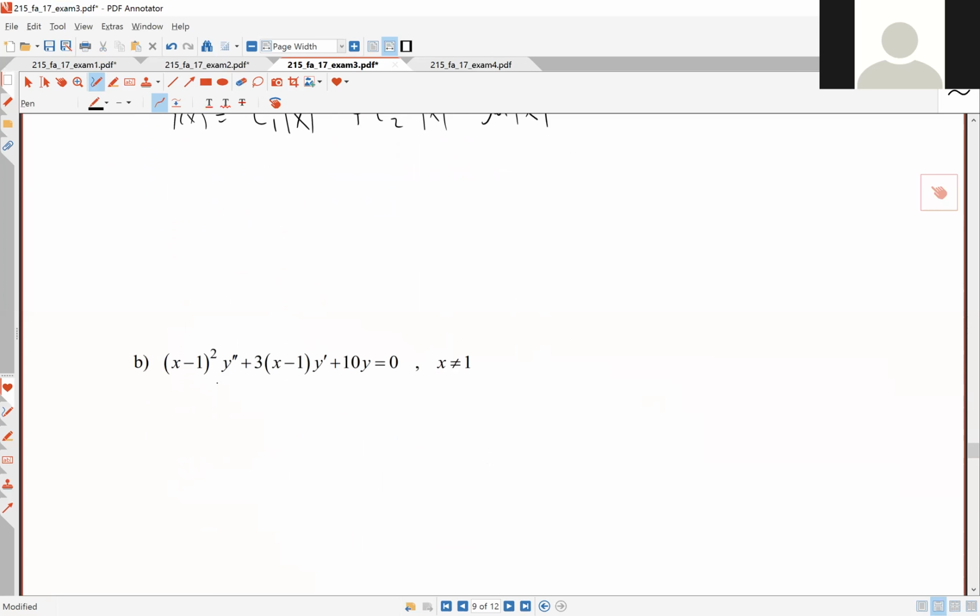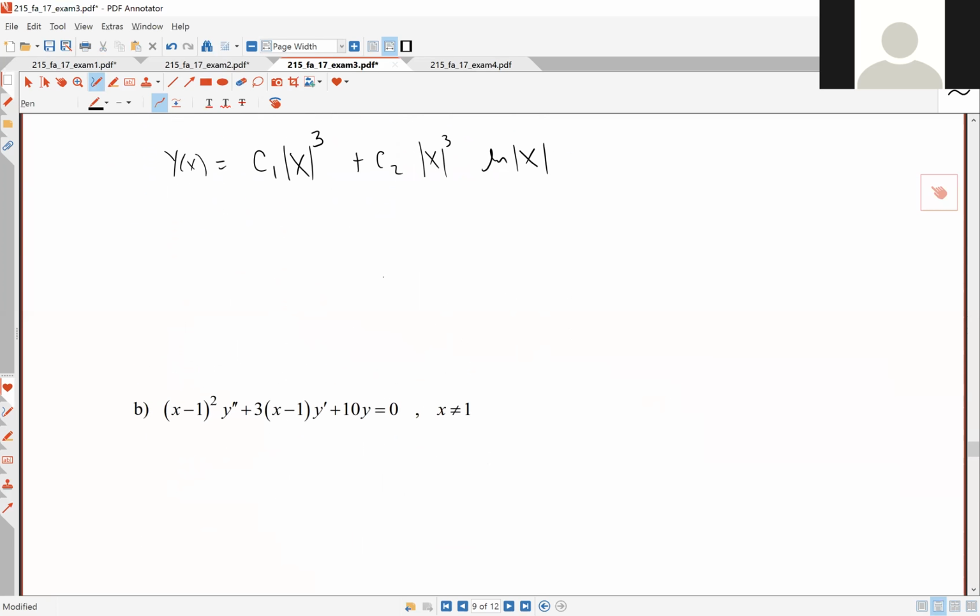Letter B, you make a change of variables and then put it back in the end to realize that instead of x's, it's just going to be x minus 1s. So we have the same kind of characteristic equation. R times r minus 1 is r squared minus r plus 3r plus 10 equals 0.